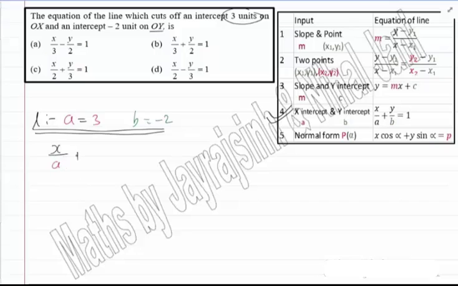x upon A plus y upon B is equal to 1. Put the values of A and B, so we'll get x upon 3 plus y upon minus 2 is equal to 1. Simplify this: minus 2x plus 3y is equal to minus 6, or we can say x upon 3 minus y upon 2 is equal to 1 is the required equation of line. Ta-da!